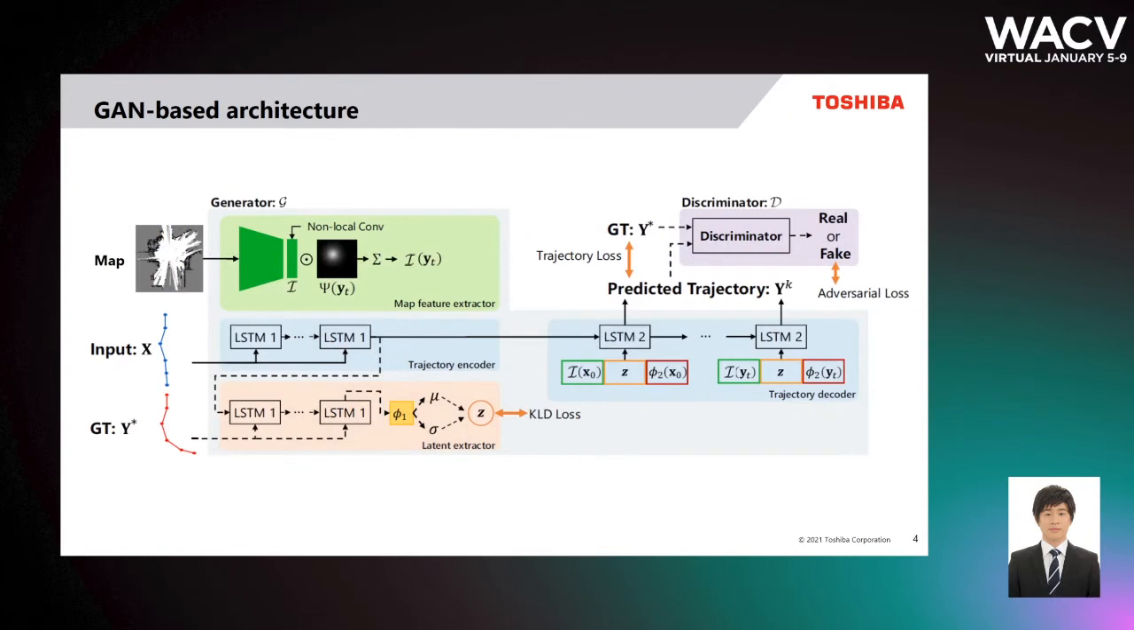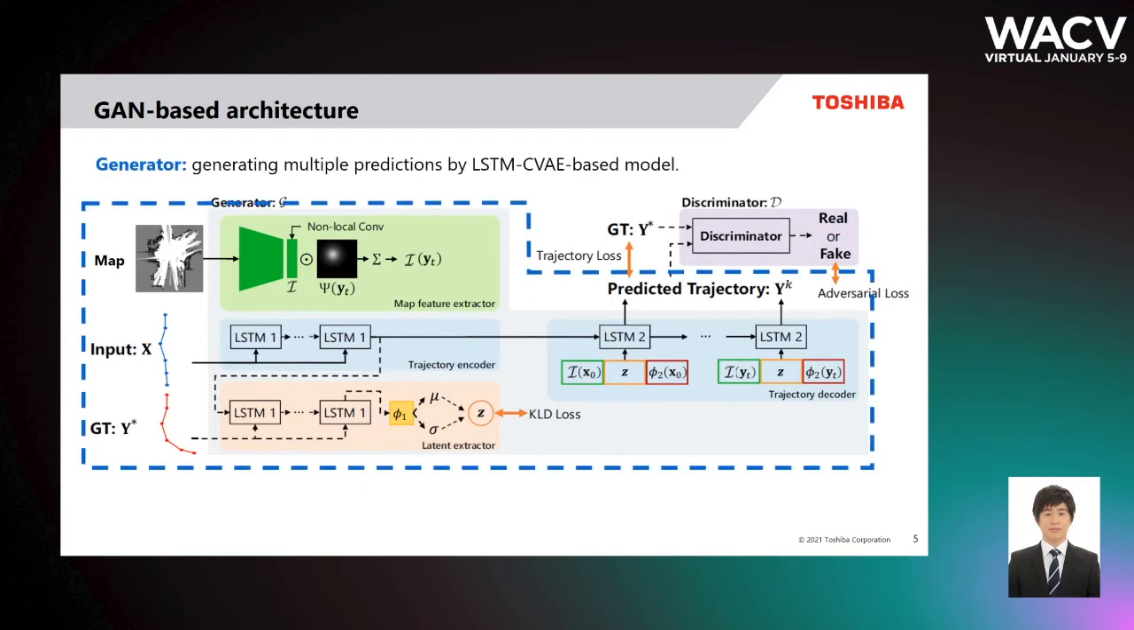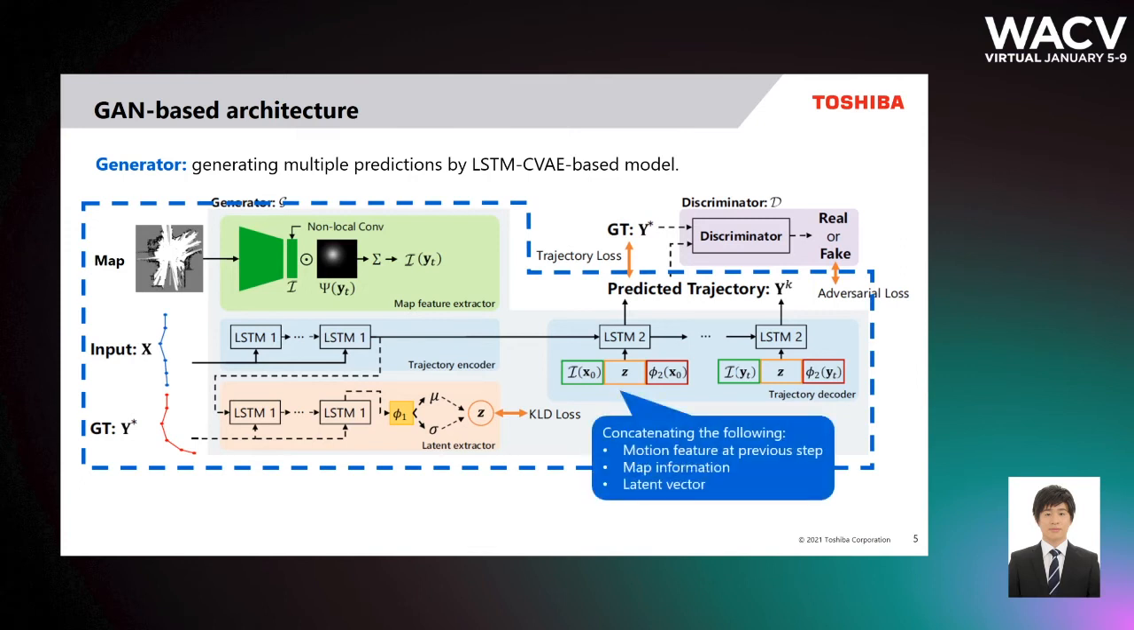Let me introduce our proposed GAN-based prediction framework. This is our generation module. Our generator combined with LSTM is a CVAE encoder-decoder architecture. Our goal is for the CVAE to learn the distribution of multiple outputs conditioned on the input trajectory and the map. The map feature is obtained via CNN and the trajectory feature via LSTM. The decoder LSTM takes the map feature, trajectory feature, and a random sample latent variable as input, and outputs multiple predicted trajectories.